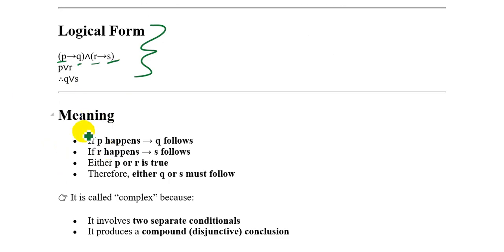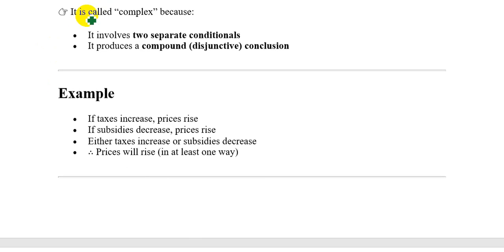What is the meaning of this? If P happens, then Q follows. If R happens, then S follows. Either P or R is true. Therefore, either Q or S must follow. It is called complex because it involves two separate conditionals. This is conditional 1 and this is conditional 2. It produces a compound disjunctive conclusion. This is the conclusion, a compound disjunctive conclusion.